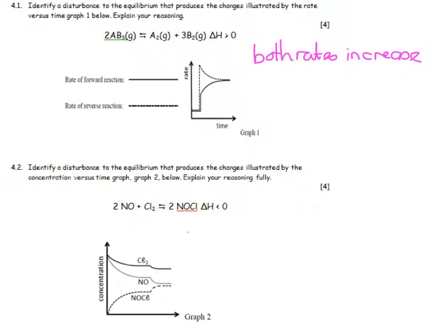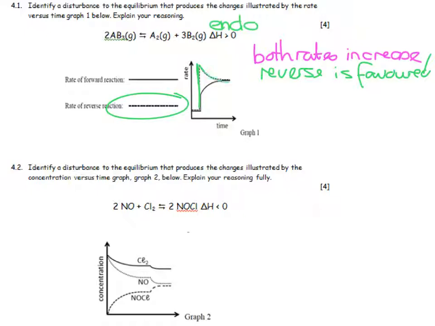Let's think about this. Delta H is greater than 0. That means that that is an endothermic reaction. The reverse is favored because the reverse is the dotted line and it's gone up a lot more than the other one. So the reverse is favored, which means, in order to favor reverse, which is exo, I would have had to have cooled it. That would have taken both reaction rates down. That's definitely not what happened. So it's got nothing to do with temperature.